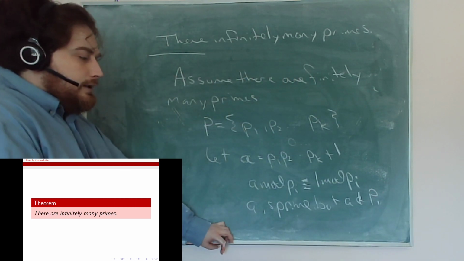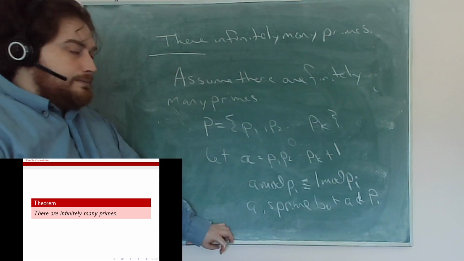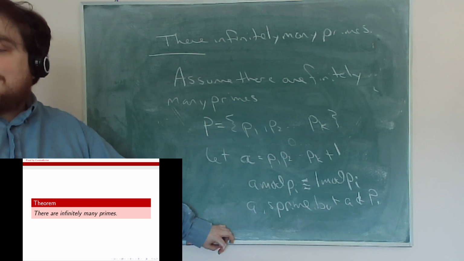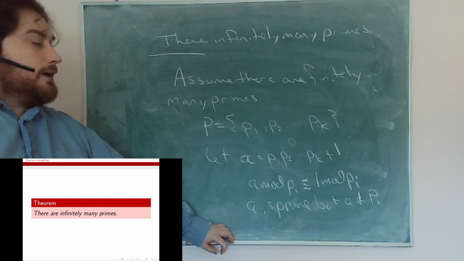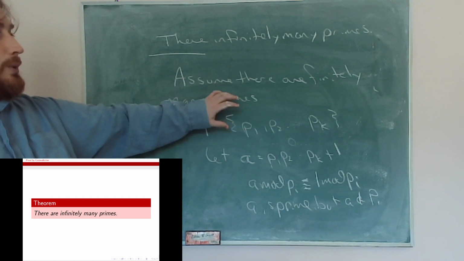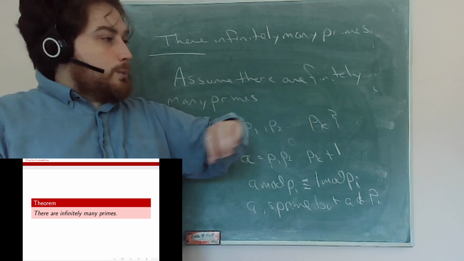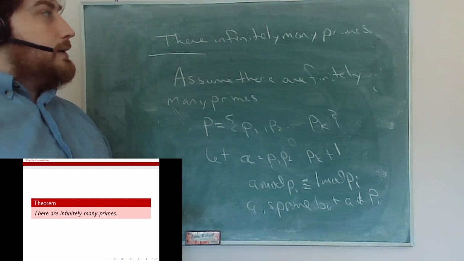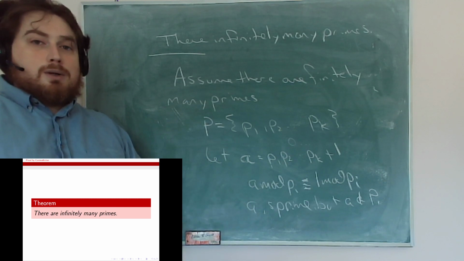And so what I'm saying here is that A is prime, but also A is not prime. Hence, we have a contradiction. Therefore, we get that A is both prime and not prime, so that can't be the case. Therefore, if we had a finite set of primes, well, that can't be the case, because we could always find another one. Hence, there have to be infinitely many primes. And so there will indeed be infinitely many primes.